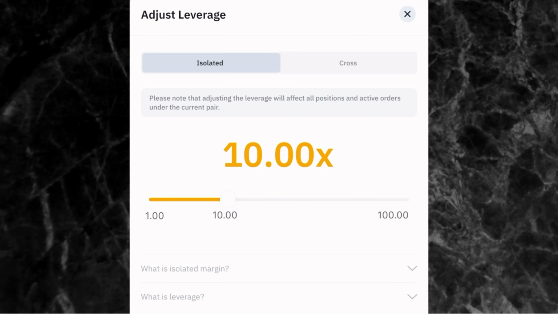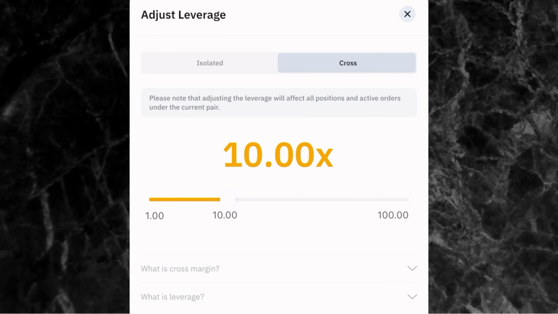For isolated margin, let's say for example you have $500 in your derivatives wallet and you want to enter a trade with just $100. Now if you enter that trade with $100 and let's say you lose that trade, you are only going to be losing that $100 that you used to enter the trade. You will still have $400 in your wallet.